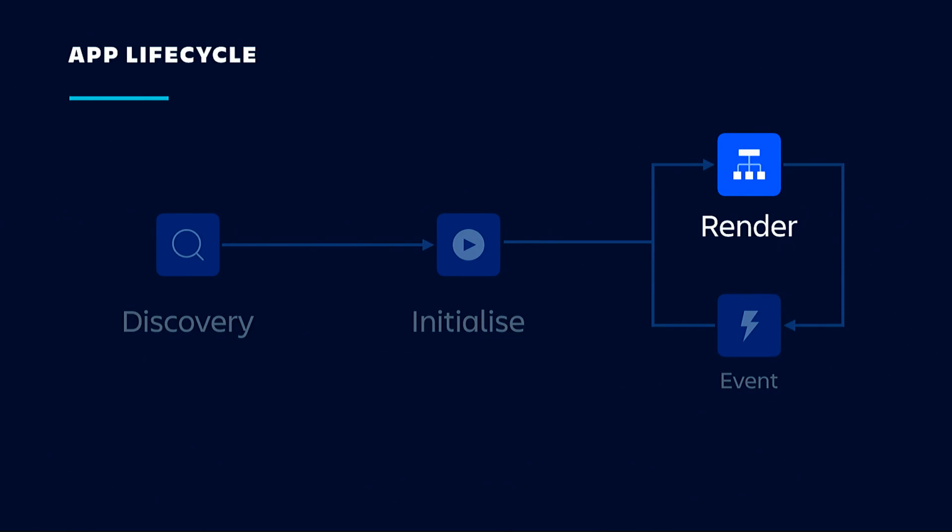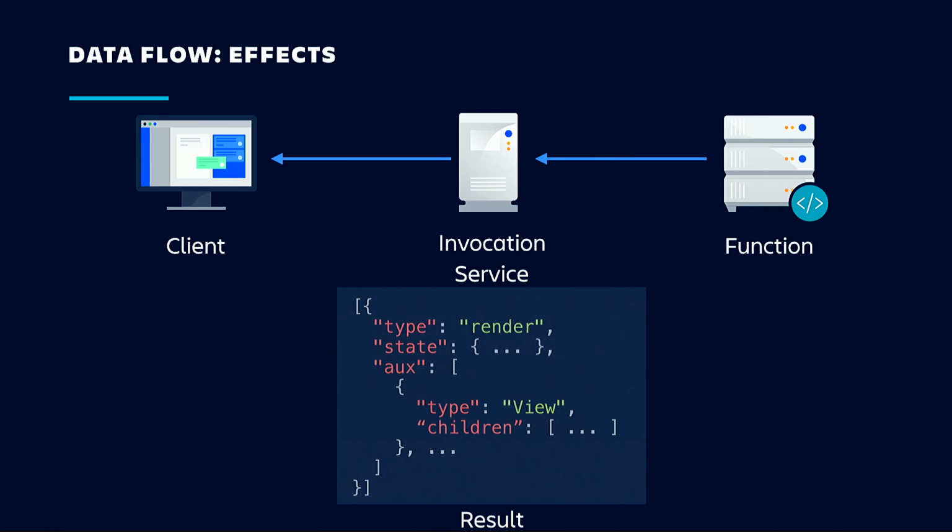At which point we're able to kick off the render process again. And so, like with the initialize effect, in response to an event, the way we update the user interface is we're effectively returning a render effect, telling once again that we want to replace the contents in the front end with what we've just emitted in our function.